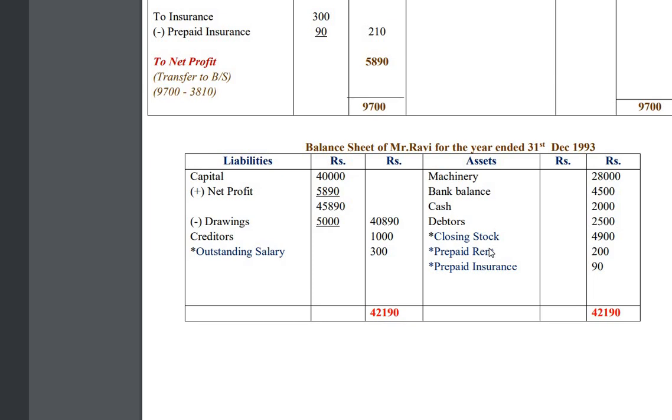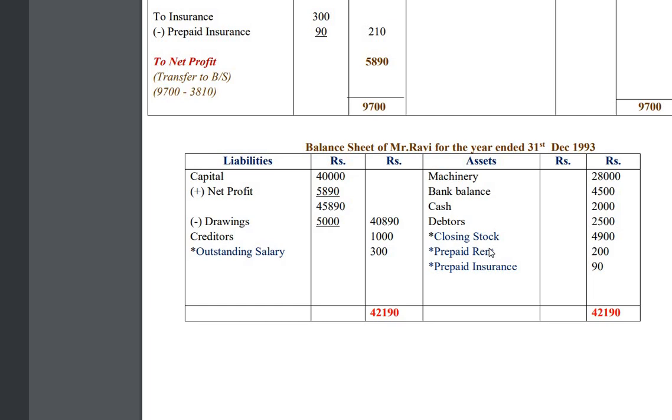The next one, prepaid rent. It is an adjustment. It also appears at two places. One in the P&L account debit side by way of deducting the amount from the respective expenses. The other effect is shown on the balance sheet asset side. Then prepaid insurance, the same treatment: one effect in the P&L account, deduction from the respective expenses, and the other effect on the balance sheet asset side. Now we are getting the balance sheet tallied.